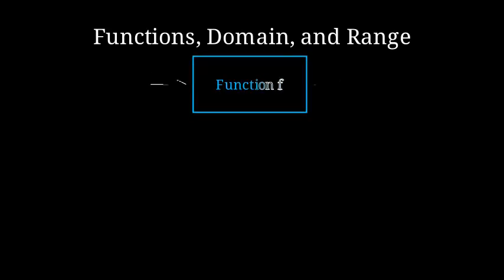In this video, we'll describe functions and clearly define domain and range. A function is like a machine. It takes an input, applies a rule, and gives an output. Let's build a simple function machine. For example, if the rule is y equals x squared, we write f of x equals x squared.